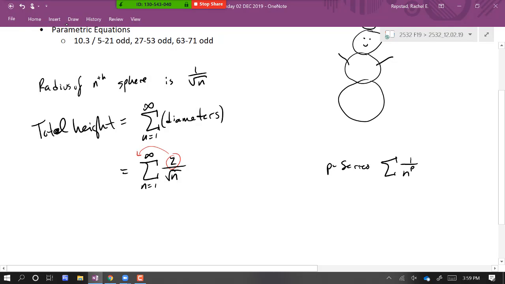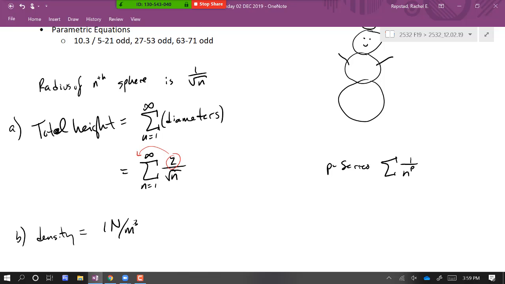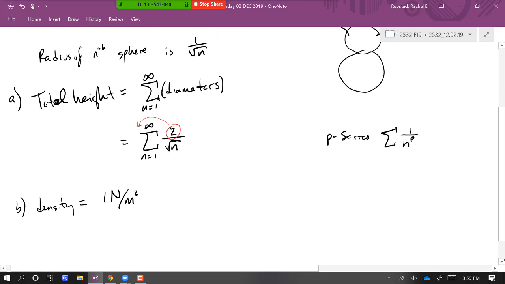In part B, they ask us to show that the weight is finite. They tell us already that the density is 1 Newton per cubic meter. So it has a density of 1. If we're finding the weight of all of these, what do we really just need to add together? Yeah. The total weight, because the density is 1, is equal to the total volume.